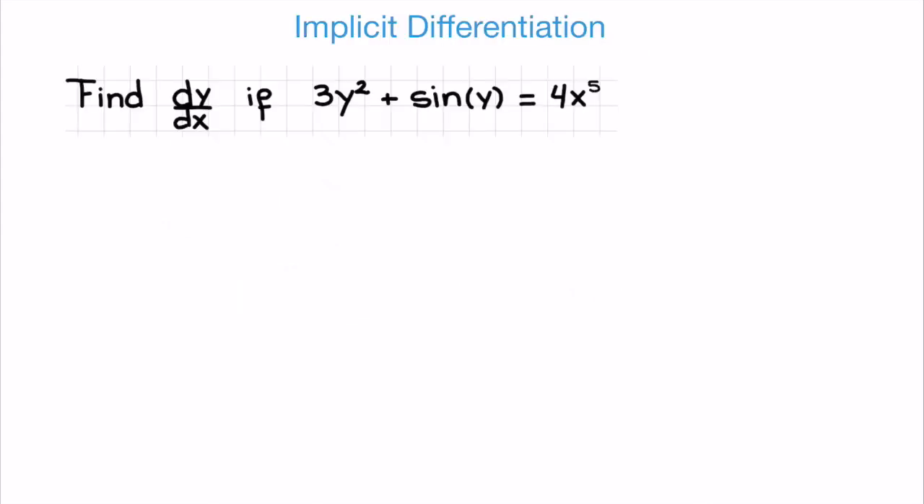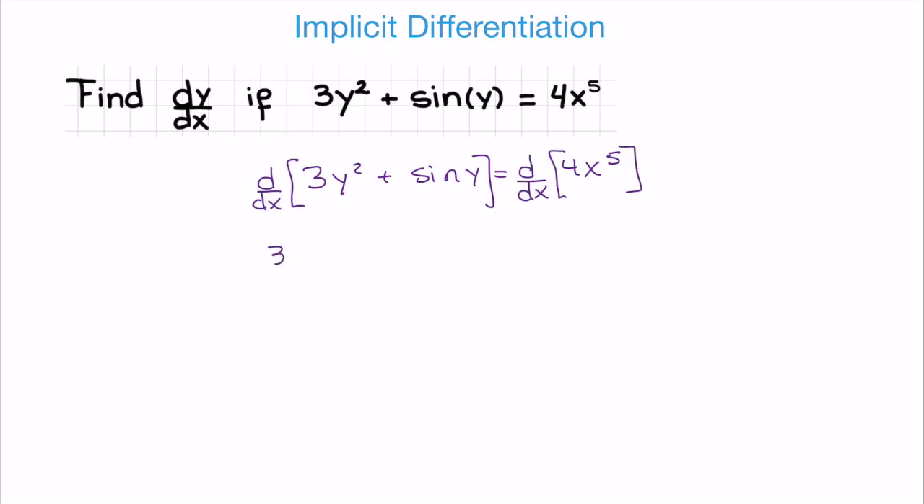To differentiate implicitly, we start with our equation and differentiate on both sides. Then we split the derivative and take the constants out. We get 3 d dx of y squared plus d dx of sine y, and that equals, in this case, you don't have a y there. You just have x, so you differentiate as usual. You're just taking the derivative with respect to x of a function of x. So that's 20x to the fourth power.